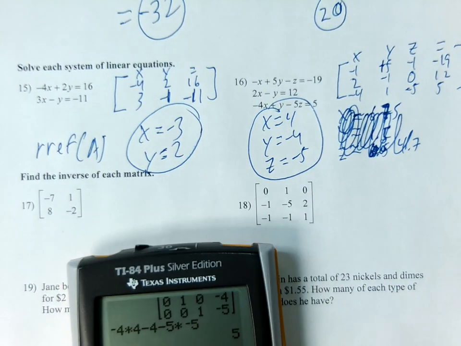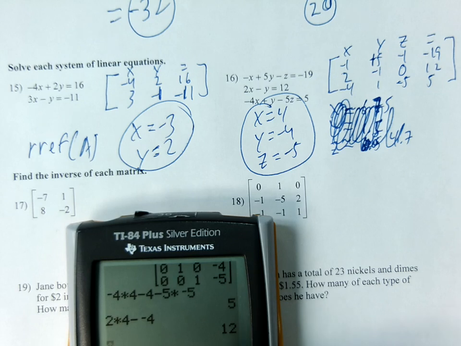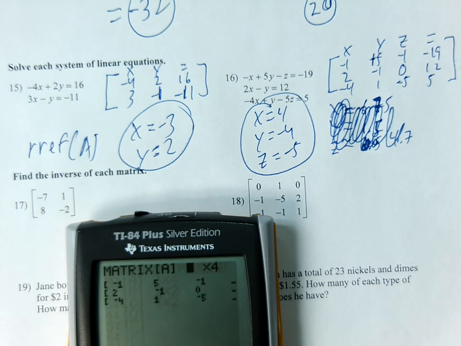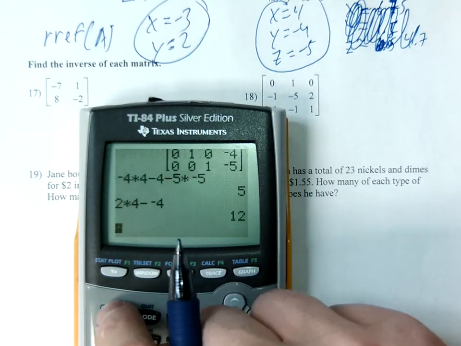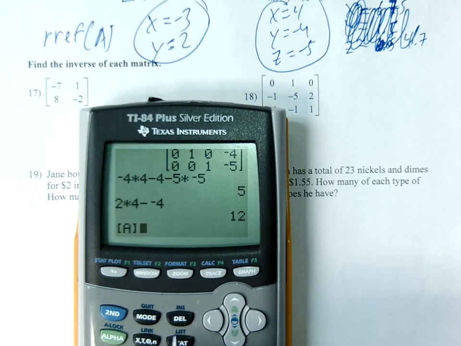All right, the inverse matrices, again, I would highly recommend you just do these on the calculator instead of doing the math by hand. 2 by 2, negative 7, 1, 8, and negative 2. There it is typed in. Negative 7, 1, 8, and negative 2. So just take the matrix, select it, use the negative 1 key.